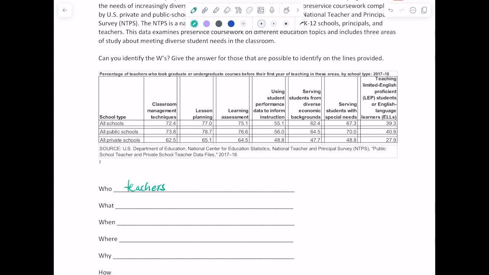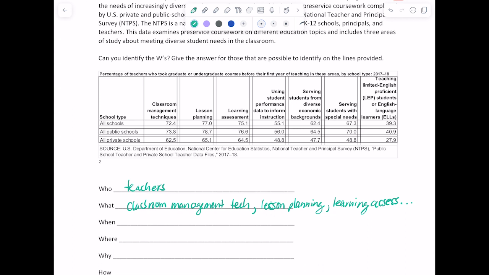So the who would be the teachers. Remember, the who are the rows. Okay, what are the characteristics about the teachers that they're looking at? Those would be each of the columns. So we're looking at classroom management techniques. We've got lesson planning. We've got learning assessment, and so on. So it's all the columns.